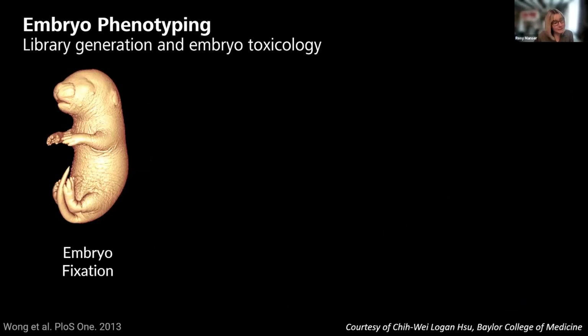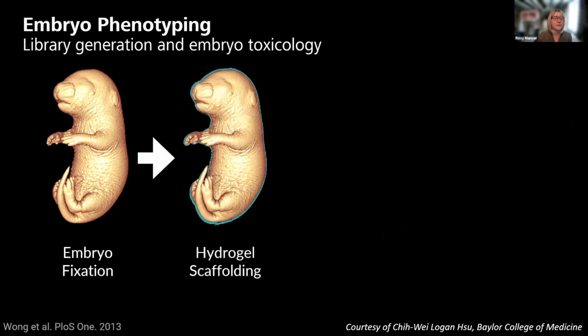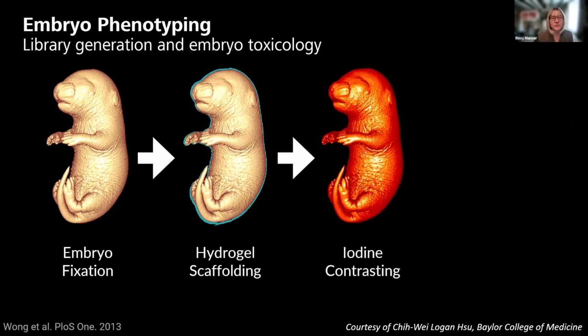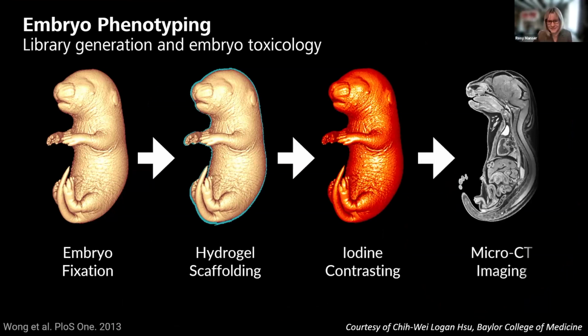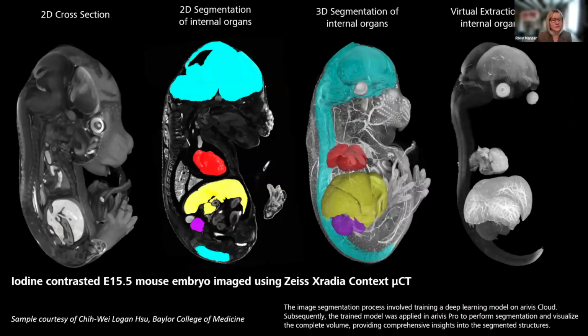The actual sample preparation process, just as an example, to create this kind of embryo phenotype library, you fix the embryo, you can then mount it in some hydrogel scaffolding that actually helps to prevent the sample from shrinking. The sample is then contrast enhanced using iodine, and then it's imaged using micro CT. And once you have that combination of images, the next challenge is what you do with that data.